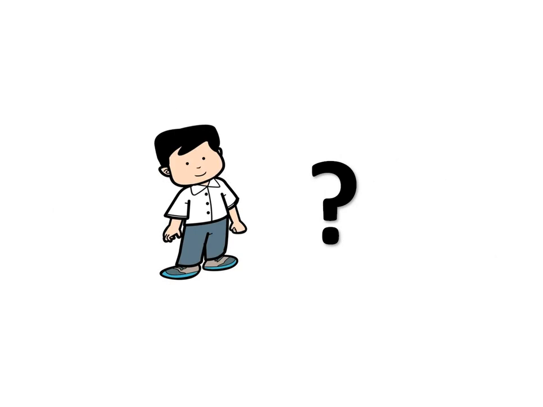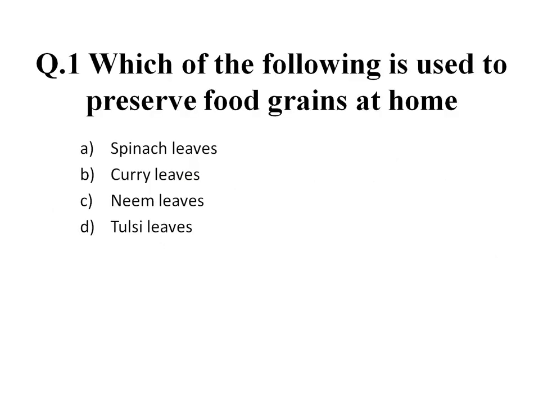Now let me check, student, what you have learned today. Your questions are: question 1. Which of the following is used to preserve food grains at home? Option A, spinach leaves. Option B, curry leaves. Option C, neem leaves. And option D, tulsi. Right answer is neem leaves.